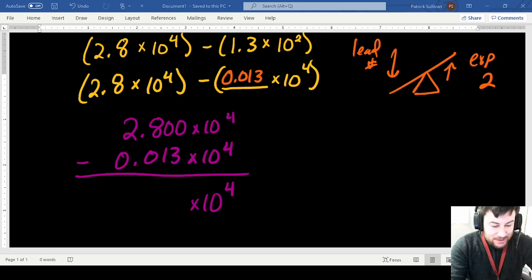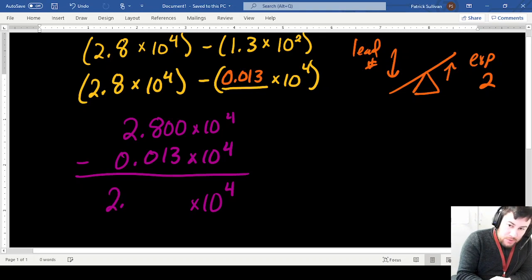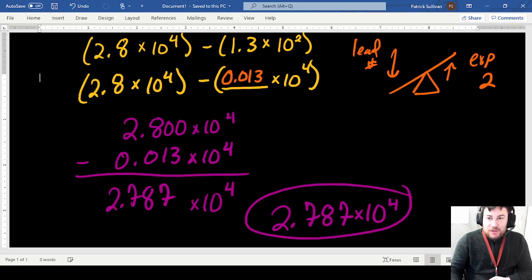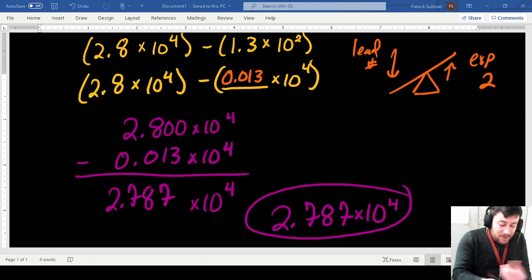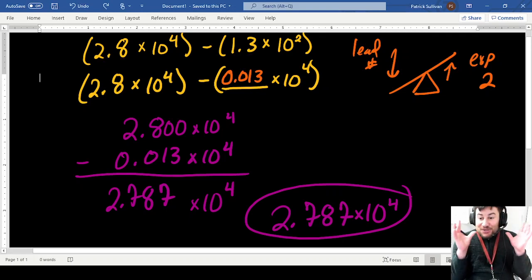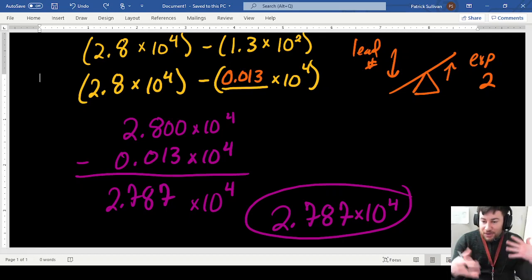Always, when you're allowed to, always use a calculator so that way you avoid any chance of potential computational error. So in this case, I get 2.787, and that's my final answer, 2.787 times 10 to the fourth. All right, beautiful. So again, just to recap, even though in our original problem we had lead values that were decimal numbers, don't freak out about that. Just bring it back to the basics.